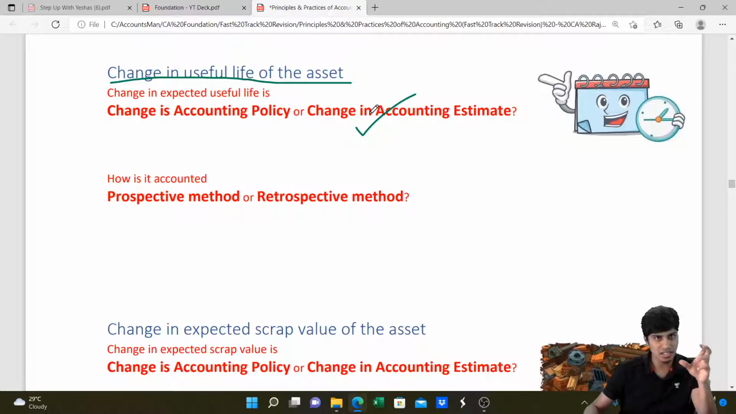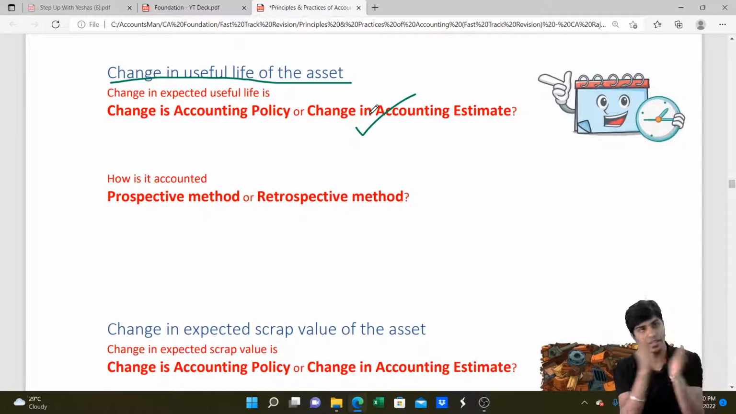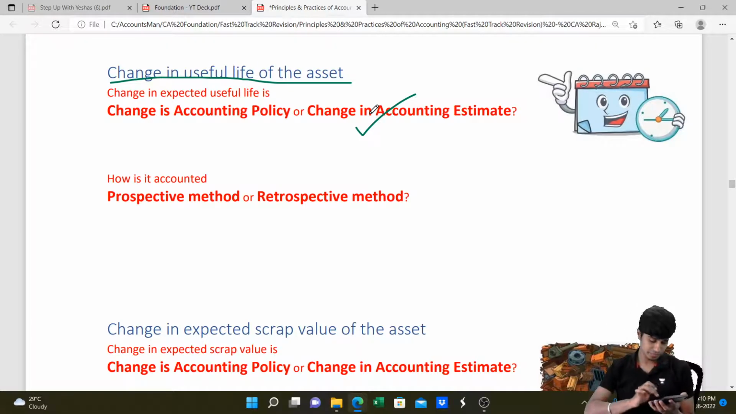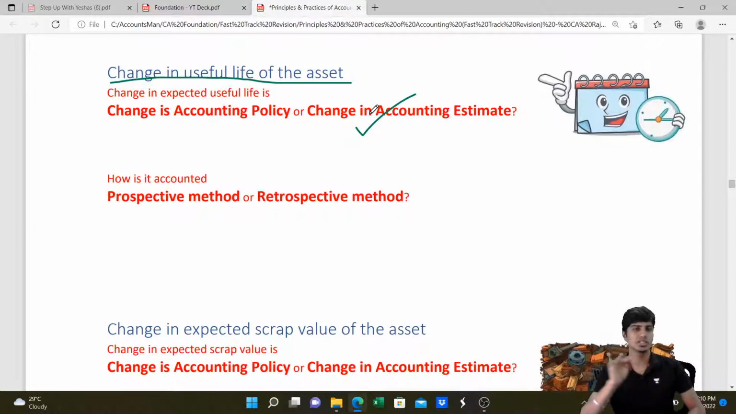Assume that the asset is 1 lakh, useful life 10 years. You would write 10, 10, 10, 10 every year for 10 years, no? After 3 years, 30,000 depreciation is charged. Remaining is 70 for 7 years. Then you re-estimate the remaining useful life to be not 7 years but 5 years. What you do in such cases is that 70,000 will be written off over the next 5 years. 70 by 5, 14,000. You'll write 14,000 each year and then close.